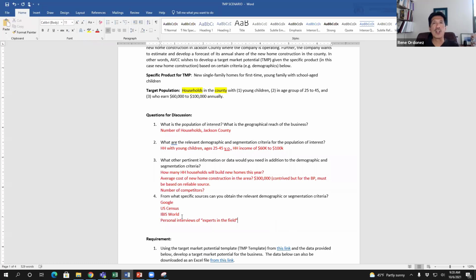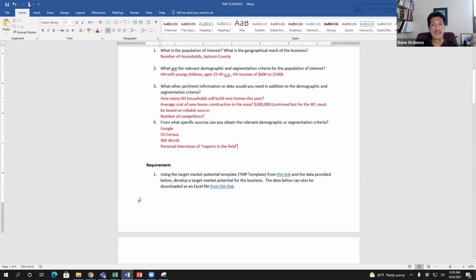So if you're, for example, doing a bed and breakfast and you're trying to figure out the occupancy rate of bed and breakfasts in Ashland, if there is no secondary data available, meaning published data available on that information, what you can do is interview managers or owners of bed and breakfasts in Ashland, if that's your market area, and then get the information from them based on their experience. Okay, now here's the requirement. Using the target market potential template from this link.